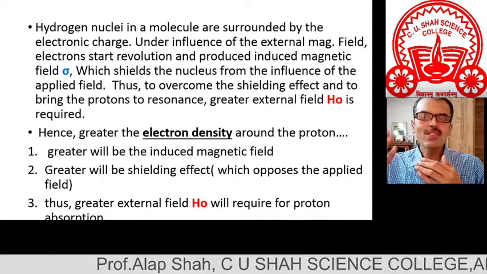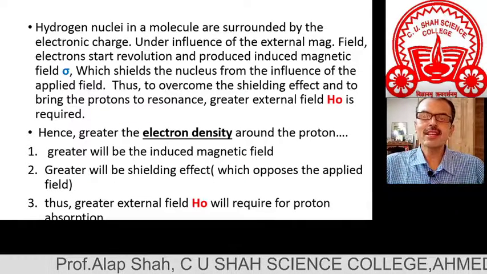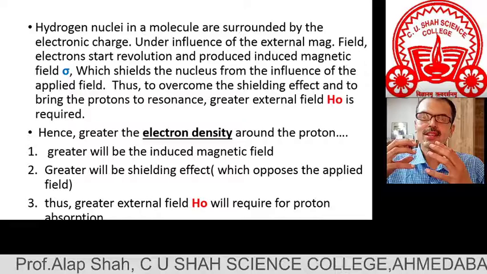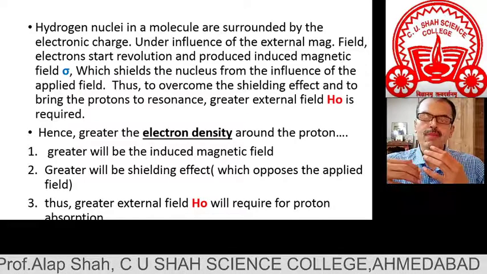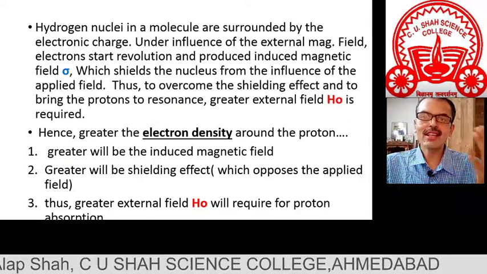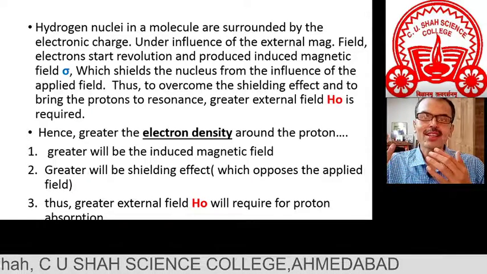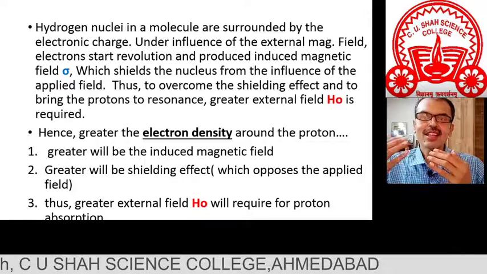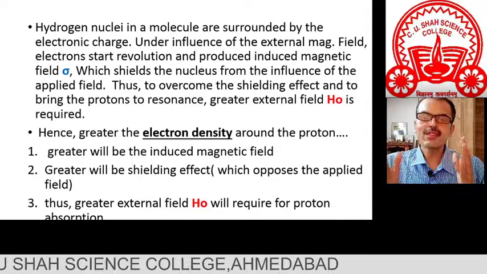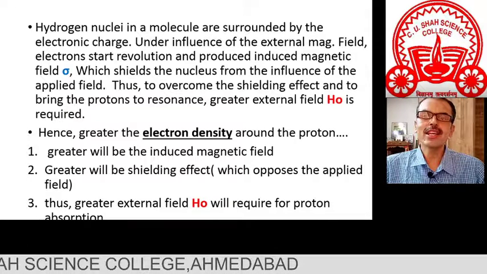Now to overcome this shielding effect, a slightly greater amount of applied magnetic field is required. So we can say that whenever the electron density, the number of electrons, is more around the protons, there are more chances of a greater induced magnetic field. The greater the induced magnetic field, the greater the shielding effect, and if the shielding is greater, then a higher applied magnetic field is required. Keeping this phenomenon in mind, let us discuss shielding of proton and de-shielding of proton.